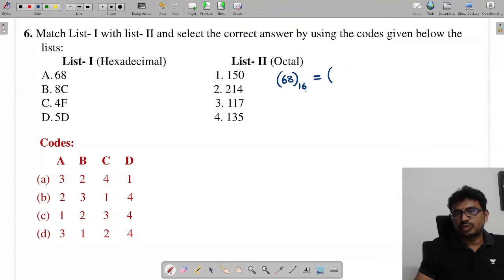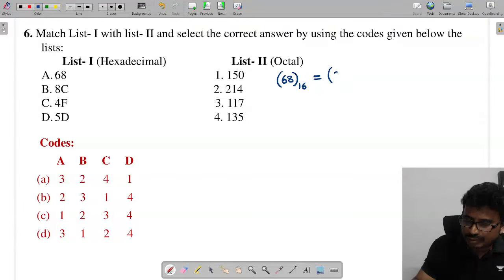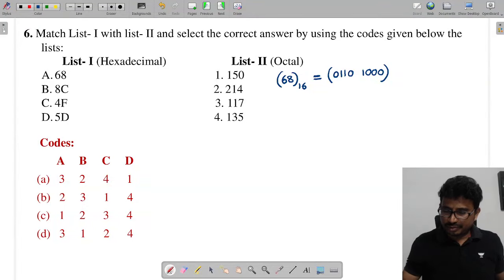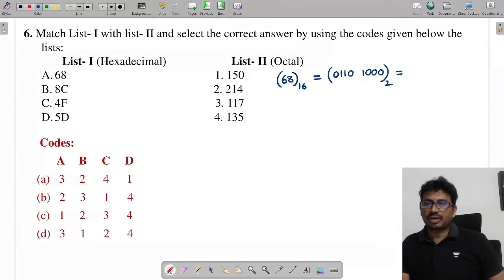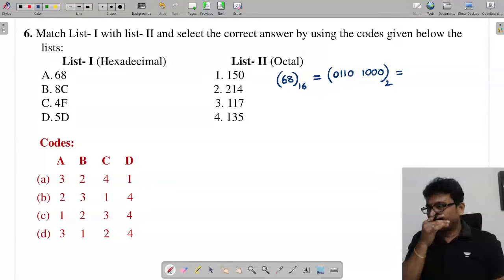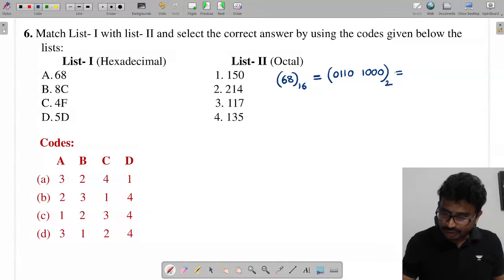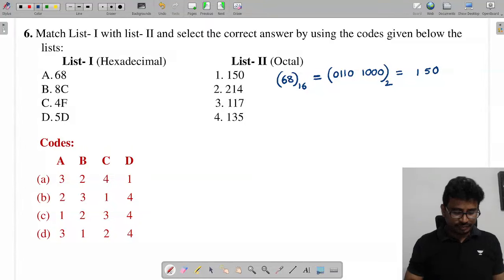16 means 2 power 4, so 4 bits. So 0110, 1000. Now this is the binary. Now this will be converted into what? Octal. Octal means 2 cube, means 3 bits. We need to group it here. So this is 0, so this value is what? 5. And this value is what? 1. Check this thing, all of you.